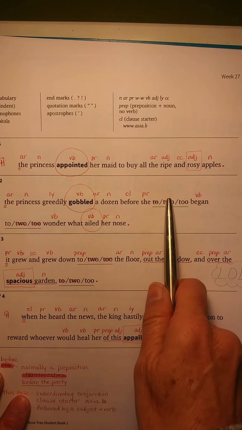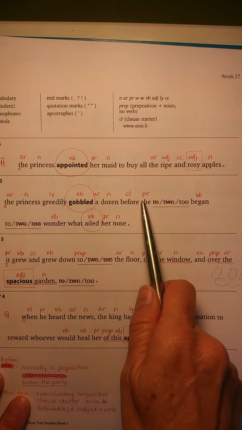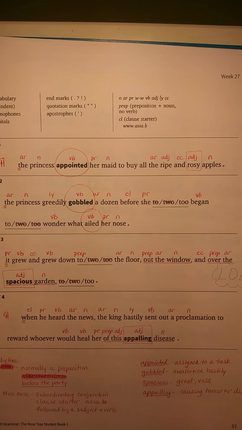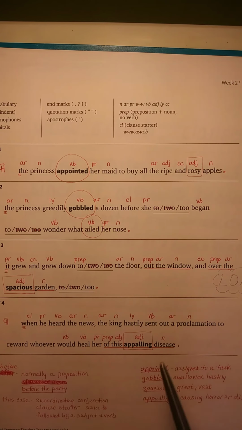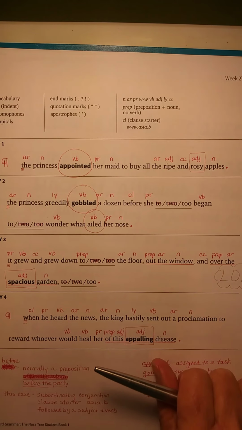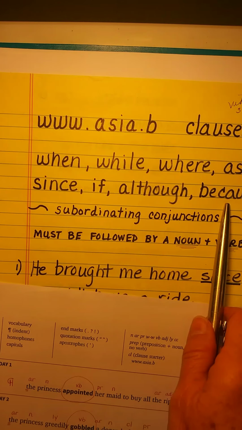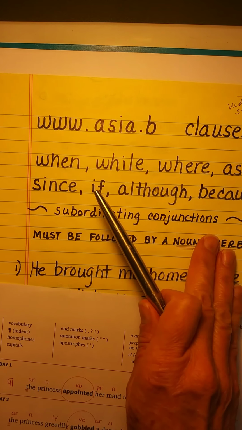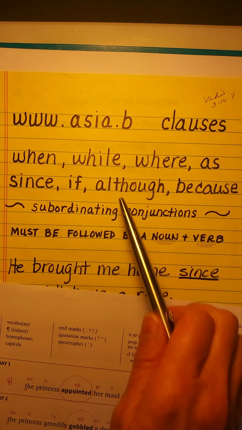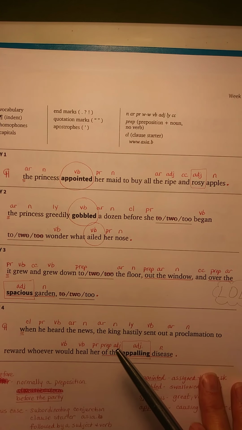Before she too began to wonder what ailed her nose. Okay, so in this instance, before is a clause. You're going to mark it with a CL because it's the clause starter. It's like the A to B clauses, but it's not as common as the A to B clauses. The A to B clause openers, the when, while, where, as, if, since, although, because, are much more common, and that's why we've learned these. Okay, but in this case, again, before is a clausal opener.